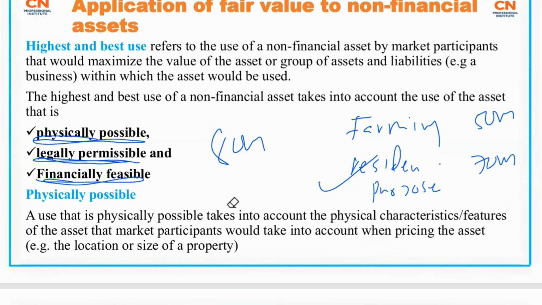Is everything functioning well? We look at these things when pricing the asset, because if you buy an asset, I'm very sure you will look at the physical features. You don't only look at other features, you look at the physical features, right? The physical characteristics, right? So that's the asset being physically possible.